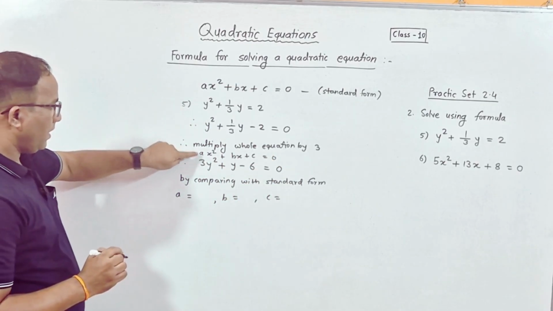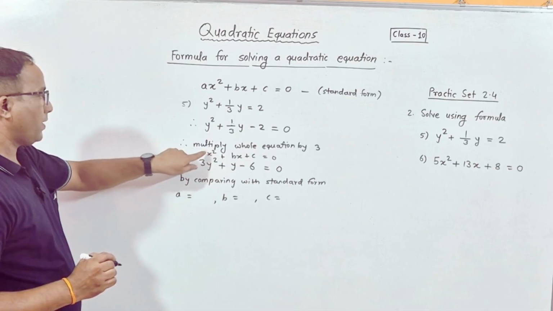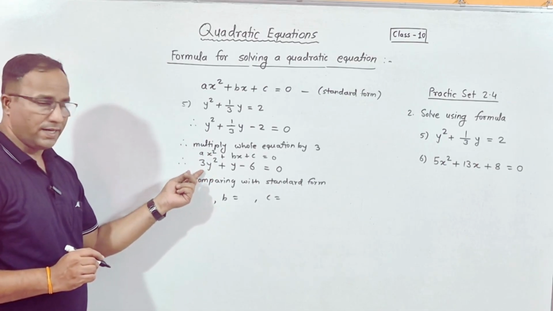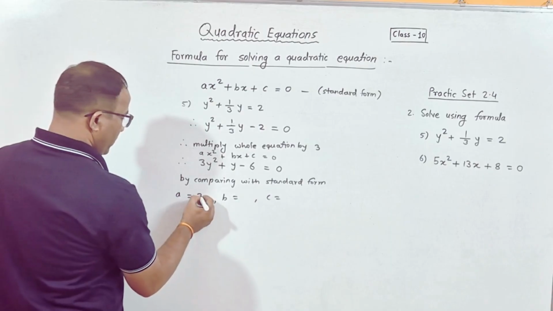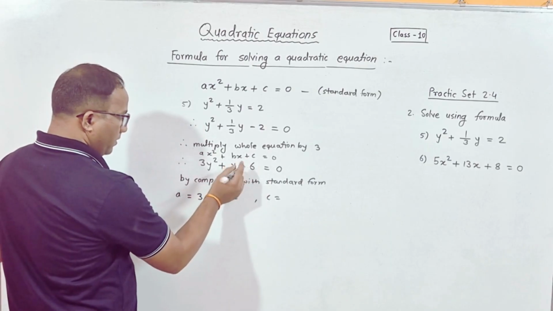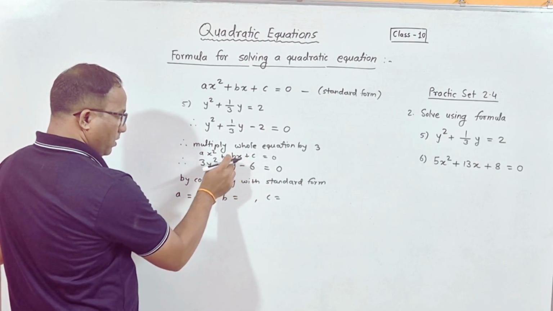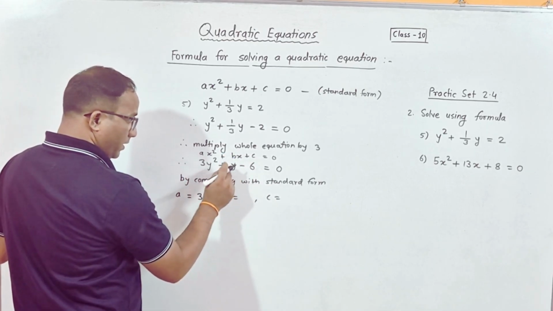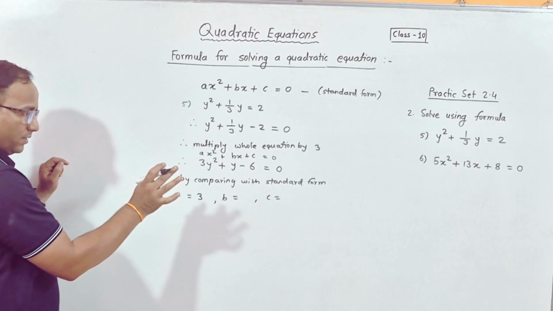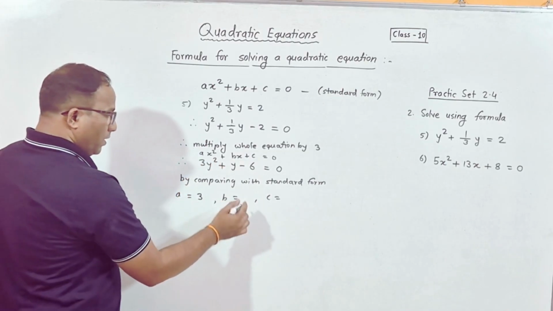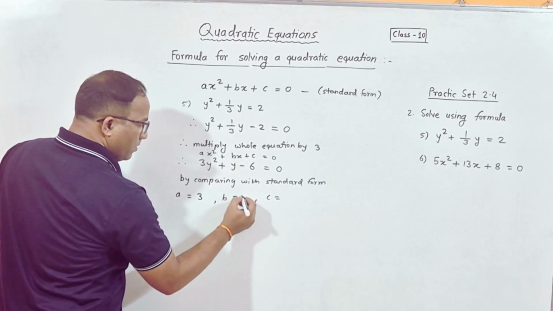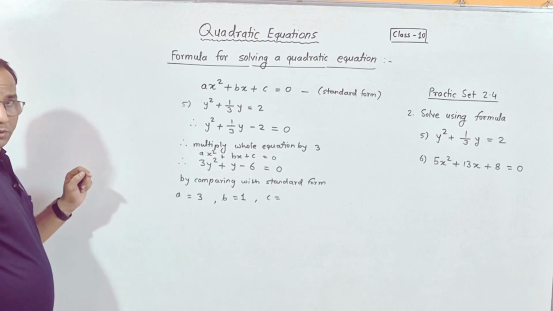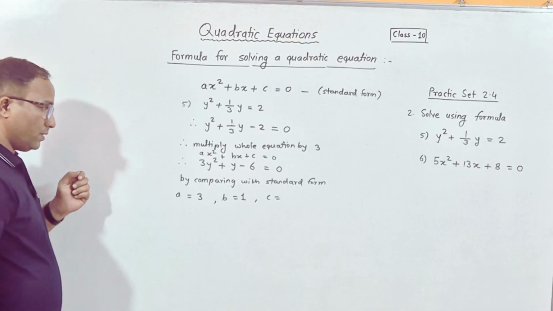What is A? A is x square's coefficient. So what is y square's coefficient? It is 3. So value of A is 3. Value of B, that is, here coefficient of y is nothing. We cannot see anything here. So here is a 1 as a coefficient of y. So value of B is 1.